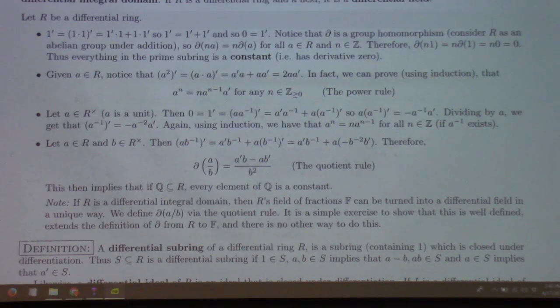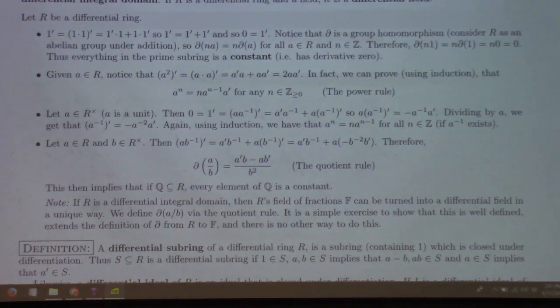In particular, since we've already shown that the integers in the prime subring of the ring in question have derivative 0, this shows that the derivative of any rational number built in the prime subfield is 0. So any constant in the prime subfield has derivative 0 in a differential ring. This is not especially surprising, right? The derivative of a constant is 0 in these differential rings.